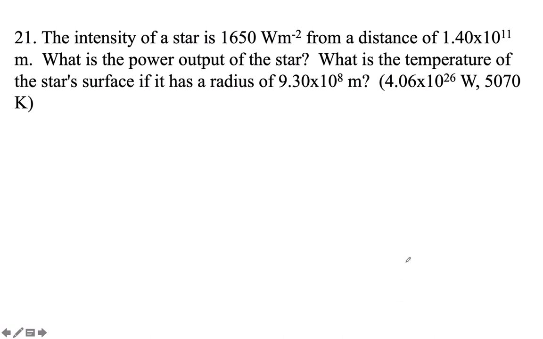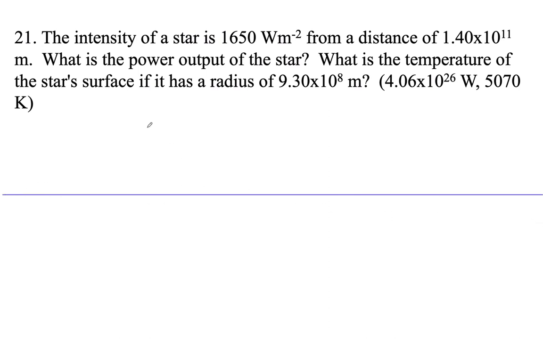The intensity of a star is 1,650 watts per square meter from a distance of 1.4 times 10 to the 11th meters. What is the power output of the star? What is the temperature of the star's surface if it has a radius? I am sorry, this cannot be determined. Okay, sounds like we got two questions going on here, right? So let's figure out the power output of the star, right?